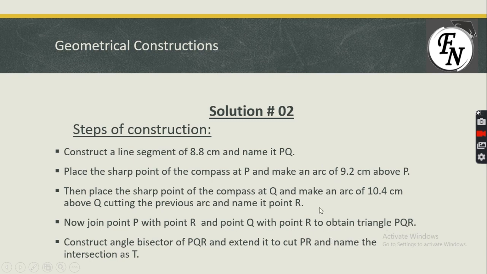This would be the first part, and then we will be measuring with the help of the protractor the largest angle. After that we will be drawing the angle bisector of PQR, and then we will extend that line to cut PR, and then the intersection would be named as T. So let's see how to draw this on the piece of paper.